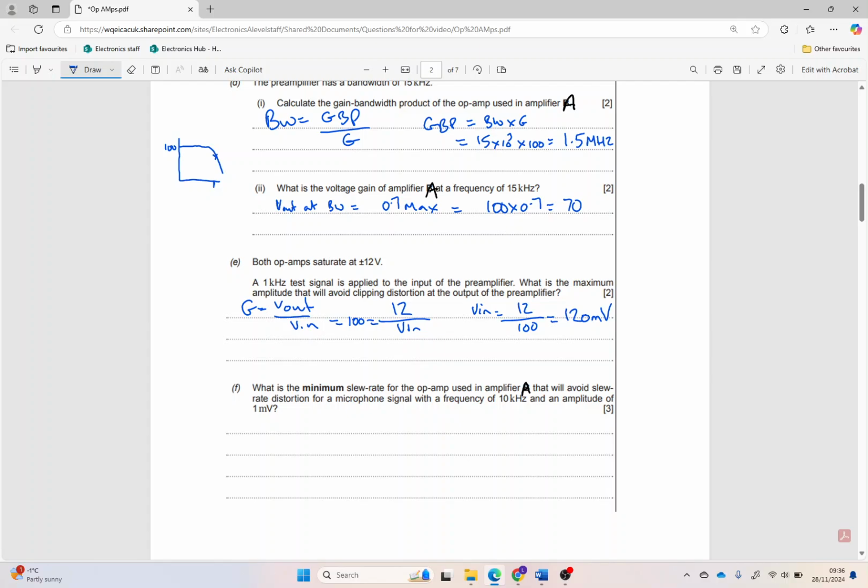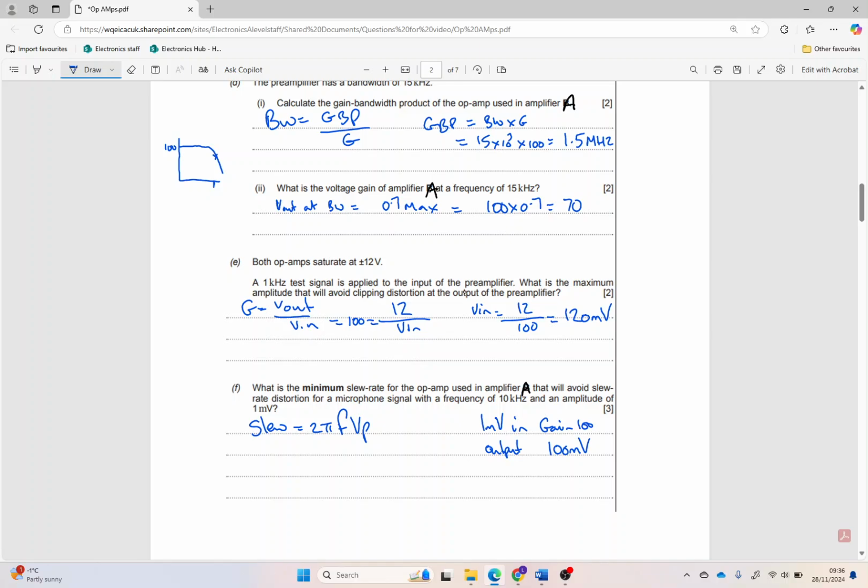What is the minimum slew rate? We've got two formulas for slew rate. The one we're interested in is slew rate equals 2 pi F VP, where VP is the peak voltage on the output. This is a slightly modified question, so I'm only considering one amplifier. We've got 1 millivolt going in with a gain of 100, so our output equals 100 times 1 millivolt, which is 100 millivolts.